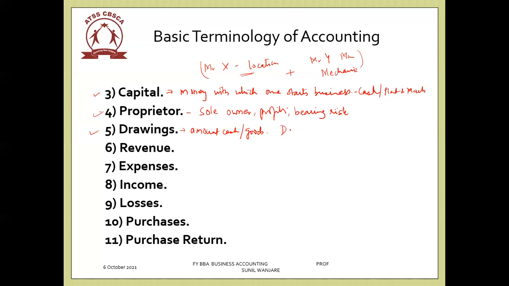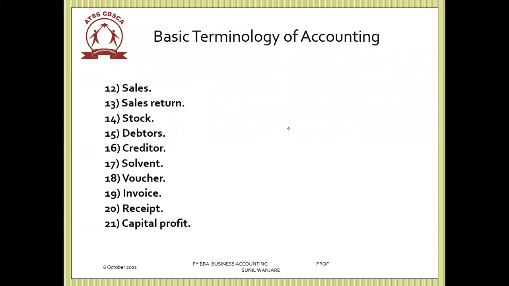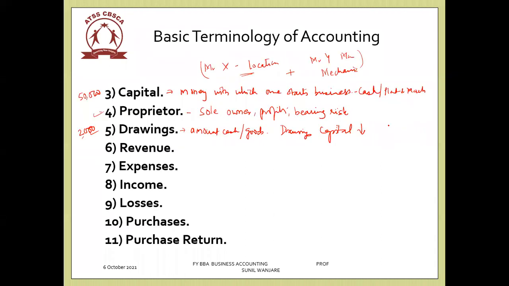And when there are drawings in the business, your capital goes down. The more drawings, the more capital will go down. Now, a person has brought 50,000 as capital and has withdrawn 2,000, so his capital will stand at 48,000, because initially he had 50,000 capital. Now they have taken out 2,000 as drawings, so his new balance of capital would be 48,000. So drawings is the amount withdrawn by the owner from the business for his personal use.